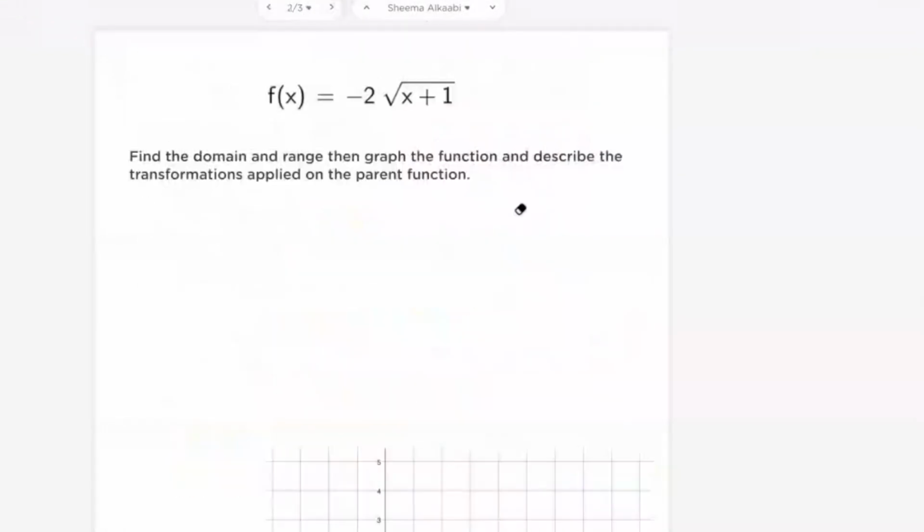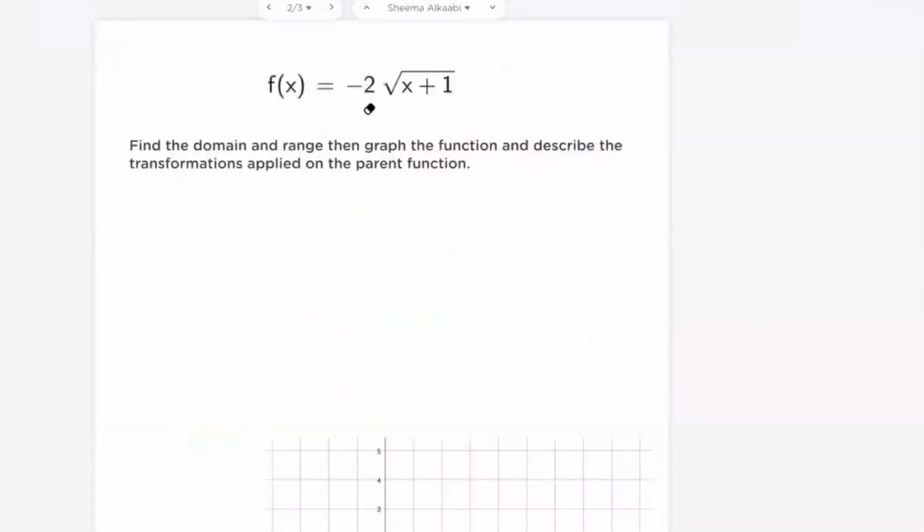In the next page, I have another function that is a little bit confusing some students, okay? Find the domain and the range, then graph the function and describe transformations applied on the parent function. Can you see here they don't mention the parent function. So what you start doing, domain, you put x plus 1, which is under the square root, more or equal than 0.